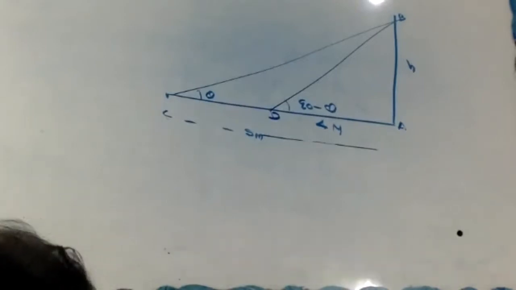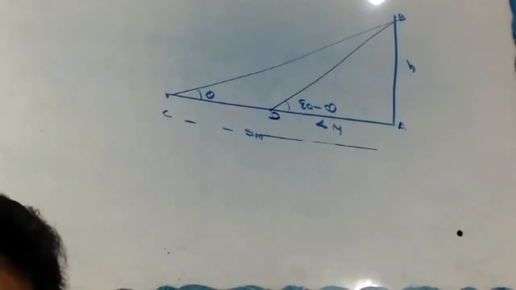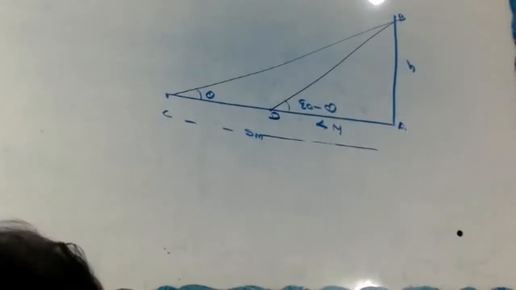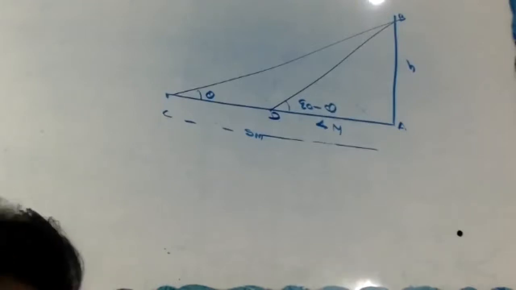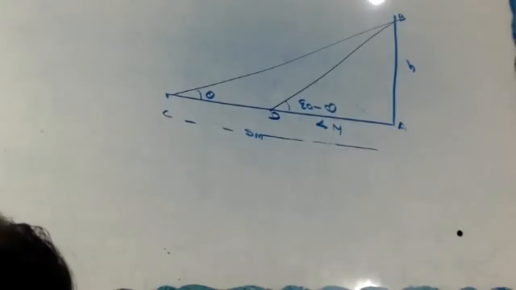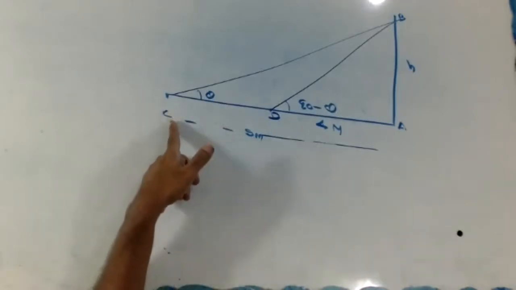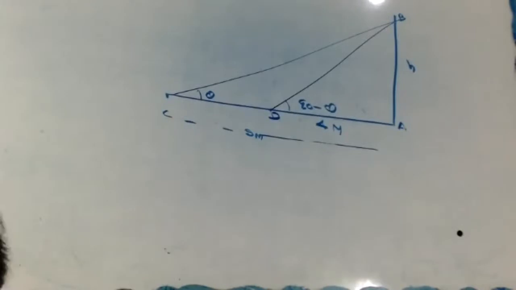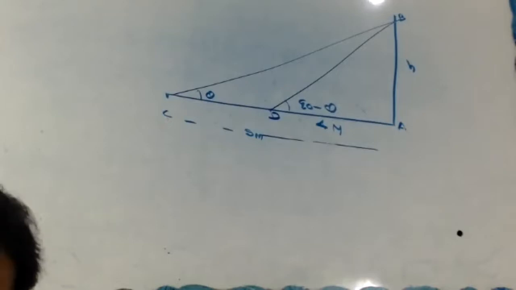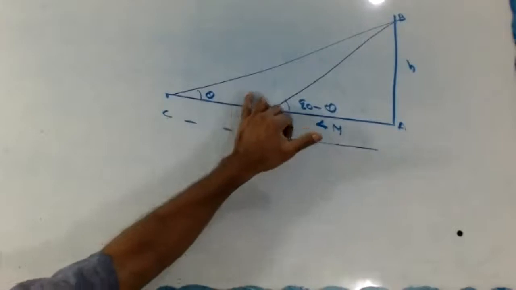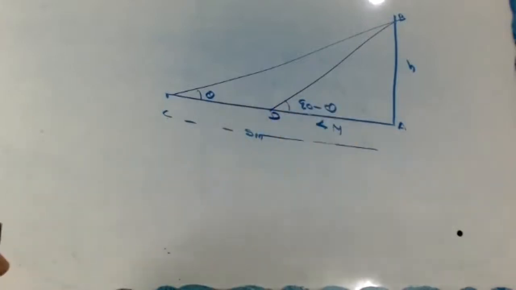Once again, listen. The angles of elevation of the top of a tower from 2 points at a distance of 4 meters and 9 meters. That means point C is 9 meters away from the tower, and point D is 4 meters away from the tower. These angles are complementary angles. That means if it is 30 here, this will be 60, like that. Now we have to find the height of the tower.